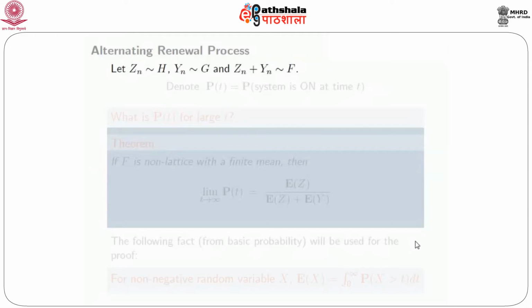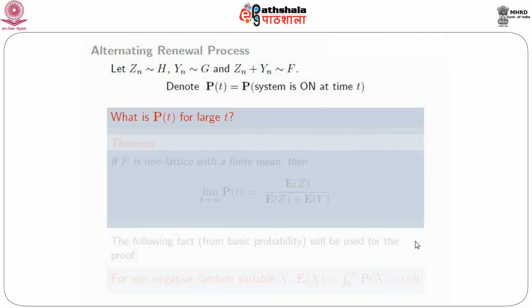So let the Zn's, the successive on periods, have distribution H. The Yn's, the successive off periods, have common distribution G, and Zn plus Yn, that is the total length of an on-off cycle, suppose that has distribution F. And denote P(t) to be the probability that the system is on at time t. The question that we would ask is, what is P(t) for large t? In reality, we would be interested in what is the limiting value of P(t). Does it exist? If so, what is it? And here is the theorem.